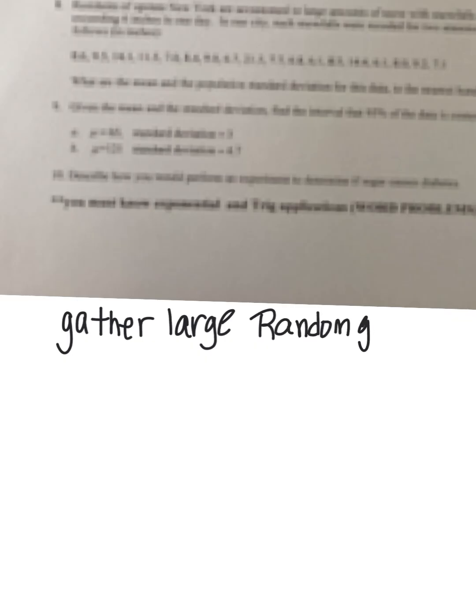Let's take a look at number 10. It says to describe how we would perform an experiment to test if sugar causes diabetes. Remember, you could do this as a flow chart. That's how I talked about it in class. The first thing is you're going to gather a large random group. You have to have large because it doesn't make sense to have 2 people in your group. The keywords here are large and random.